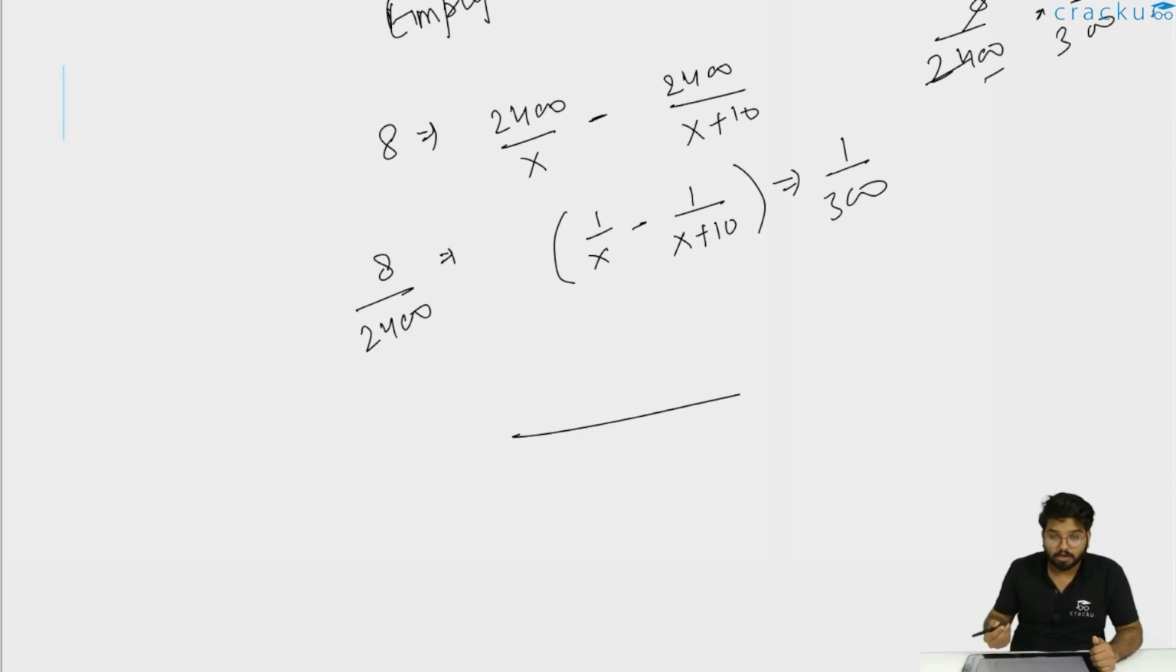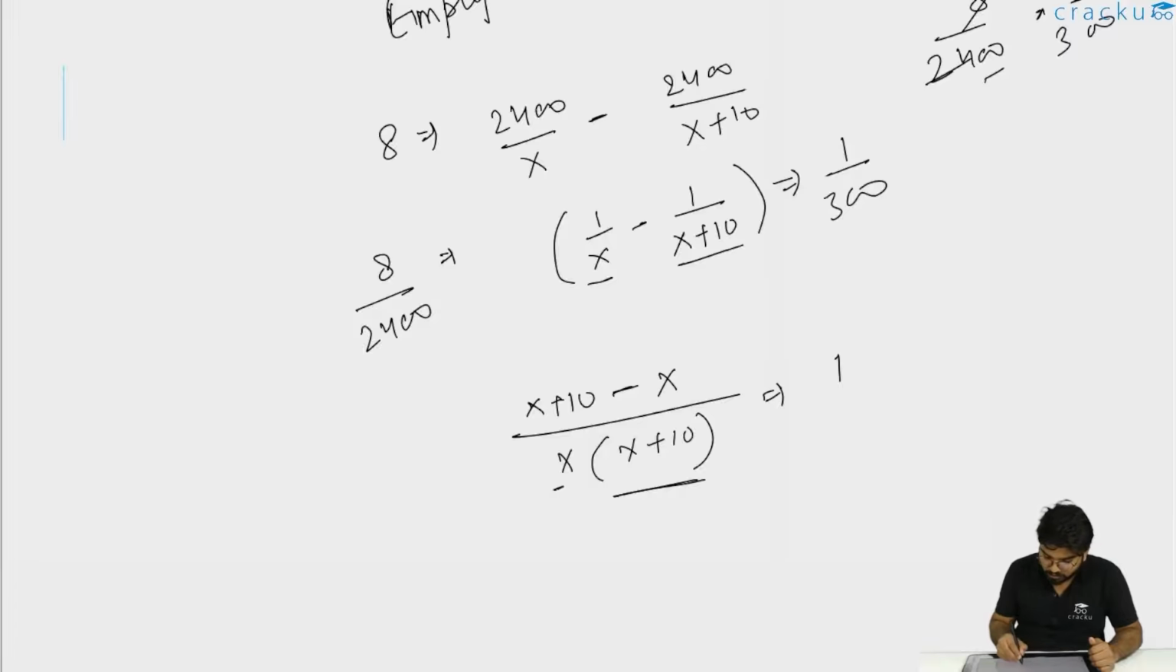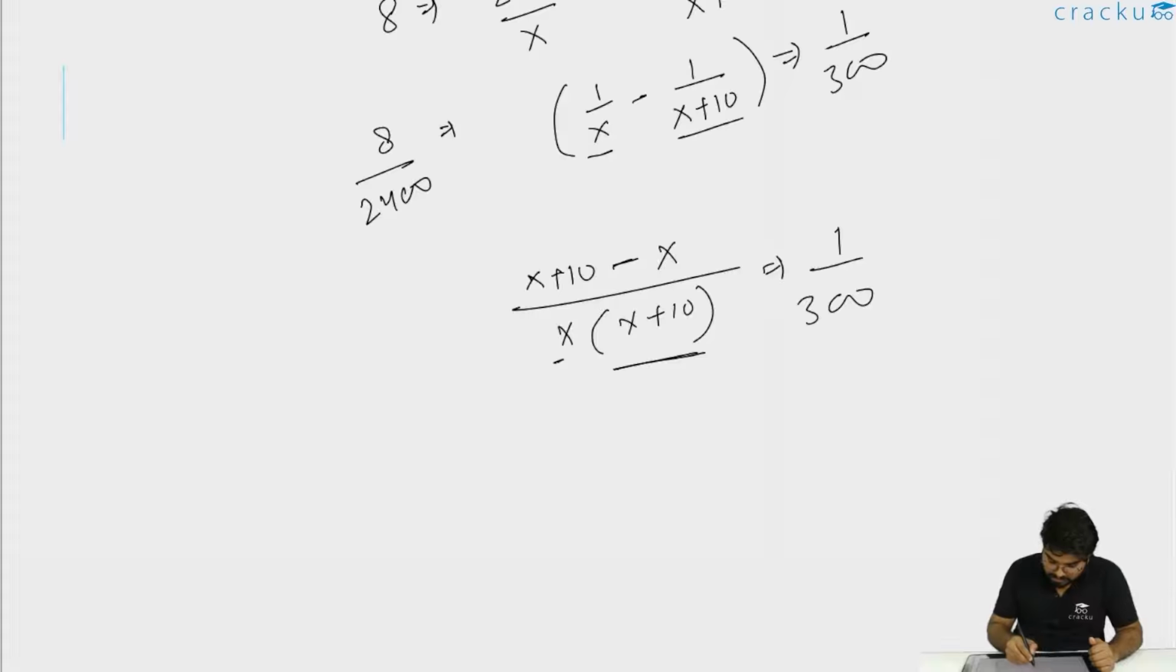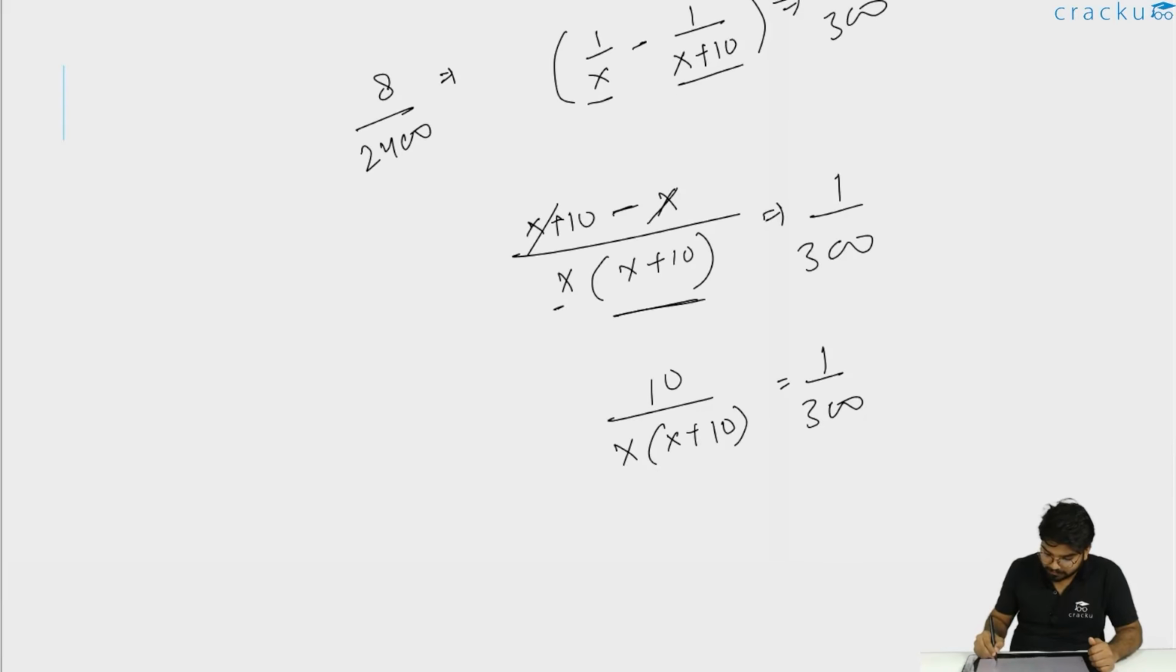Let's solve this. On the denominator we have x and x plus 10. Let's take the LCM of both. So it will be x into x plus 10. We have the common multiple x, but we don't have x plus 10. So x plus 10 multiplied by 1, x plus 10 only. Minus, we have the common multiple x plus 10. We don't have x, so x multiplied by 1 is equal to x. That is 1 by 300. If we cancel this, we have 10 divided by x into x plus 10 is equal to 1 by 300. If we cross multiply, we have 3000 is equal to x into x plus 10.